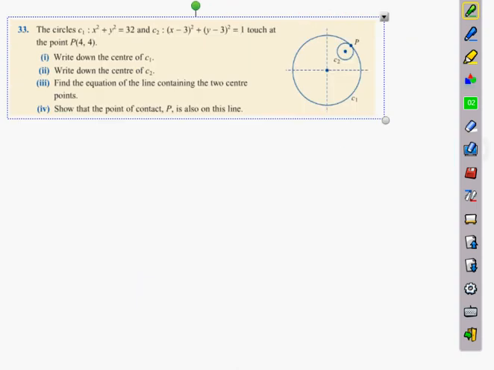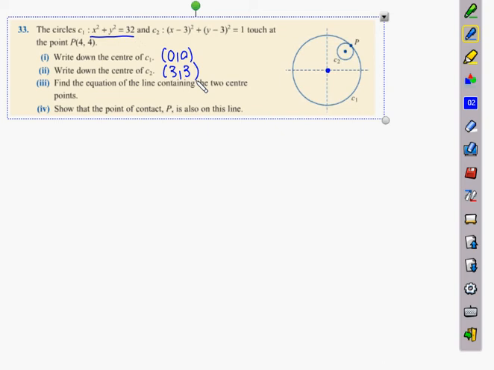Moving on. 33, right? Now, you touch the point 4, and one of them, that one, the other one's that one, right down the centre of C1. Okay, interesting. Now, centre of C1 is 0, 0. Reason being is this formula here has no brackets beside it, so it's 0, 0. Centre of C2 is 3, 3.